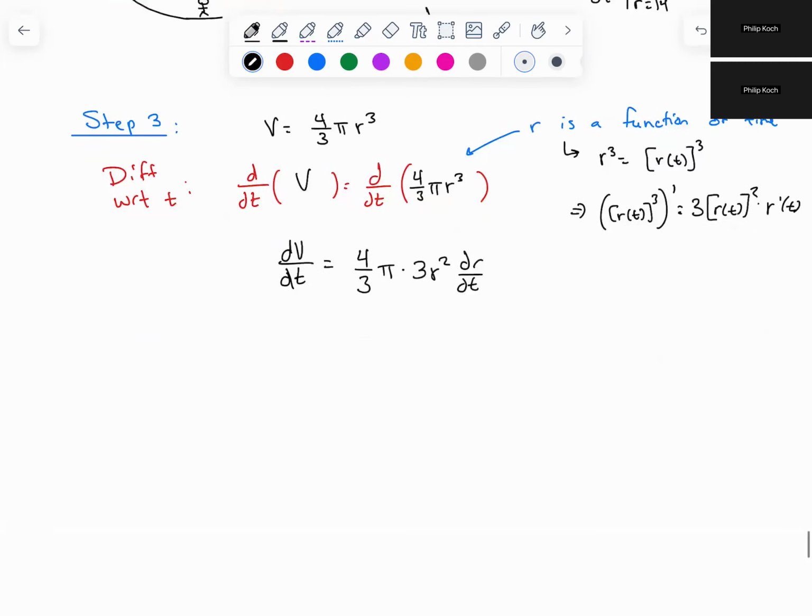Cool. So we have, just rewriting it a little prettier, dV/dt is equal to 4 pi r squared dr/dt. Now we've differentiated. We haven't plugged in any values yet, and why haven't we plugged in values?